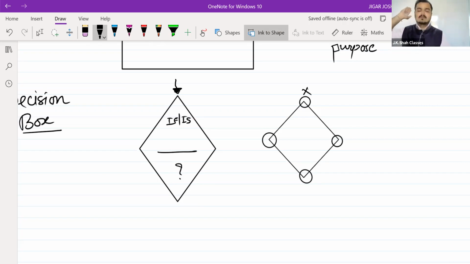Understood? Yes, sir. It is very simple. We should write is or if, then whatever question we want to ask in numerical terms, and finally we should put our question mark symbol. Understood? So one is gone. Now how many corners are still left?